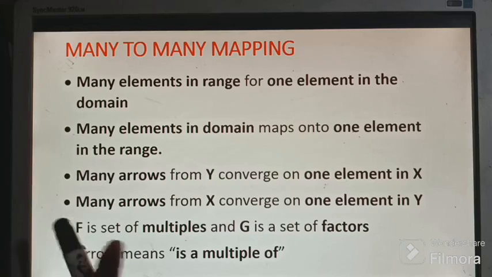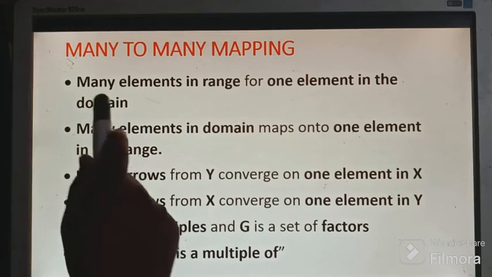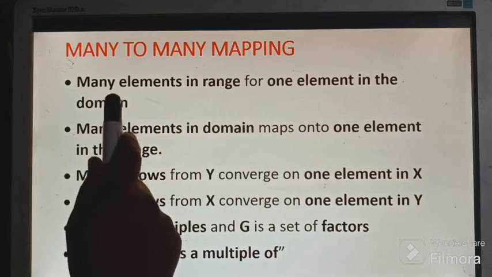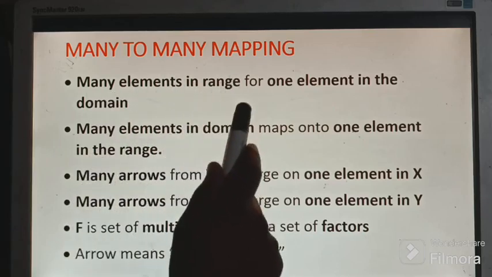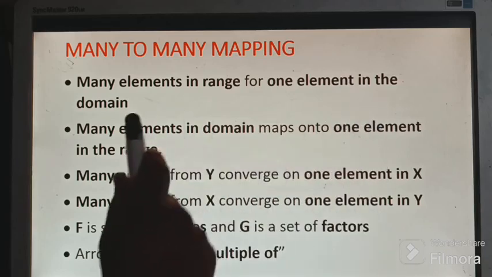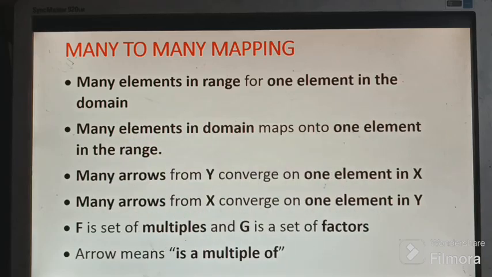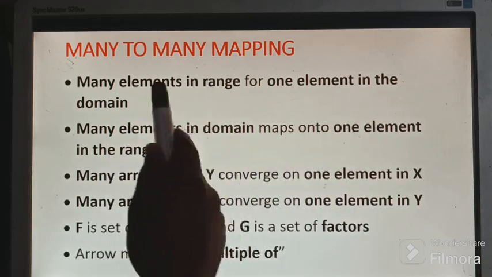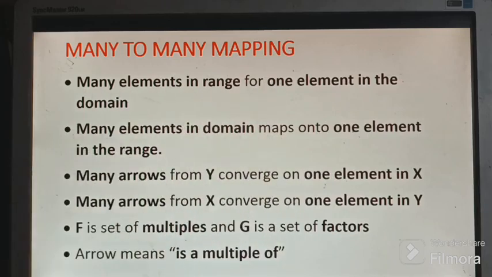Now let's learn many to many mapping. So what is many to many? We say many to many is many elements in range for one element in the domain. Let's remember, this one, what type of mapping is it?